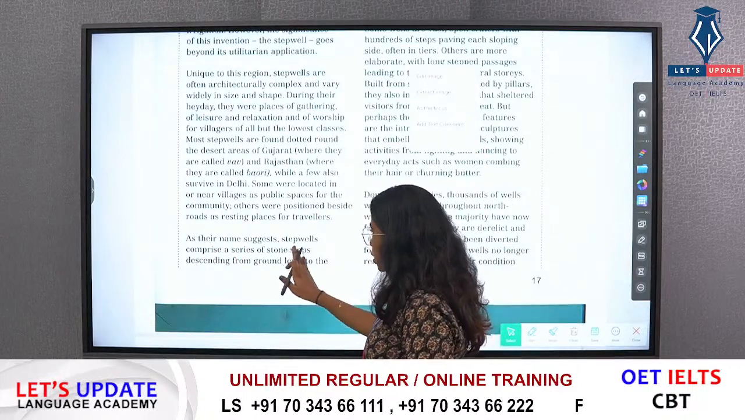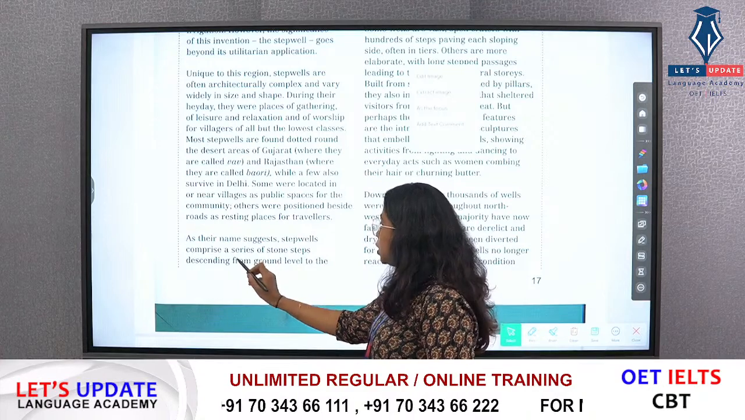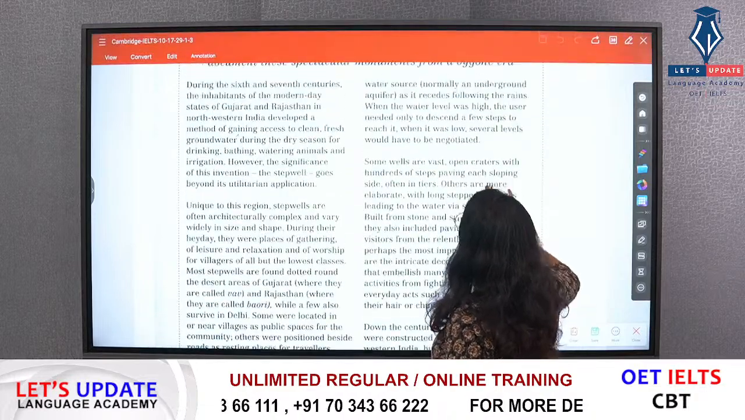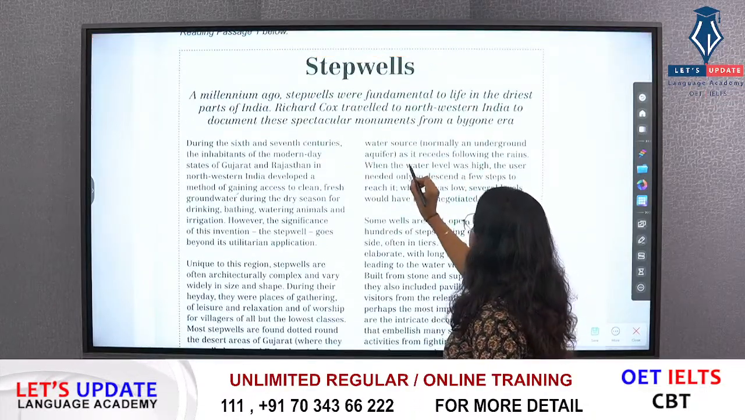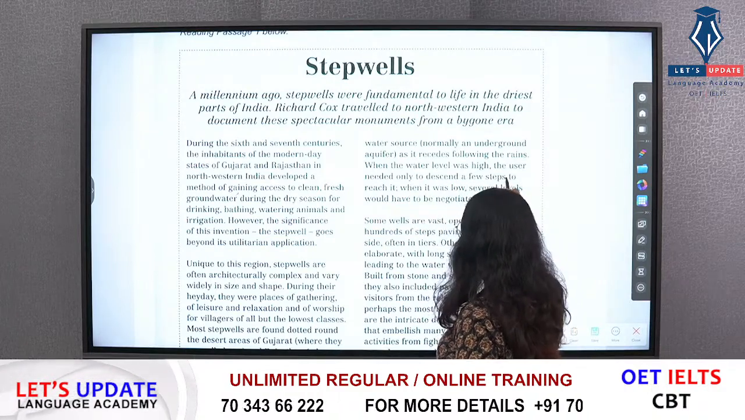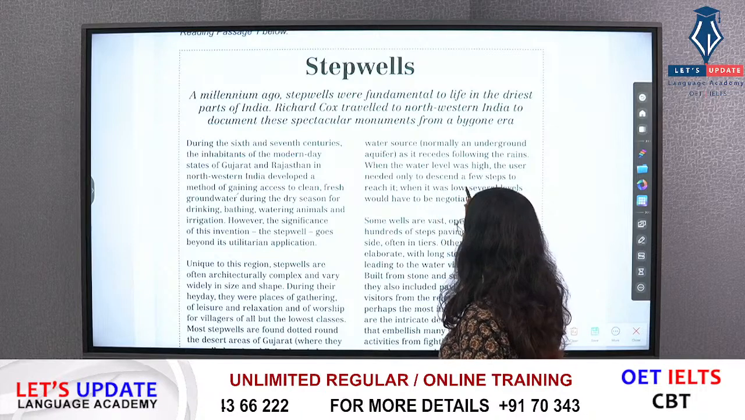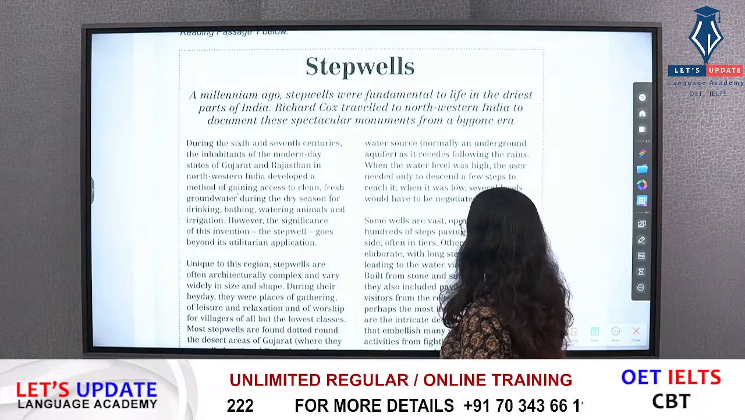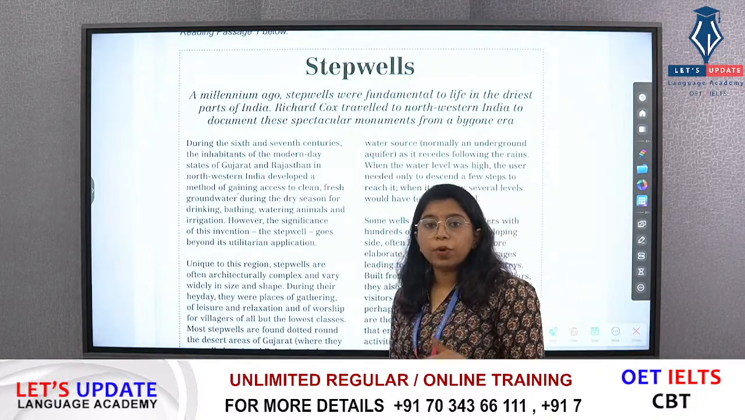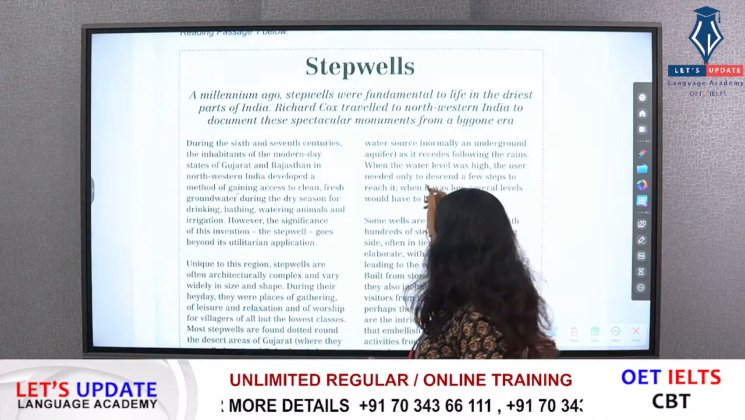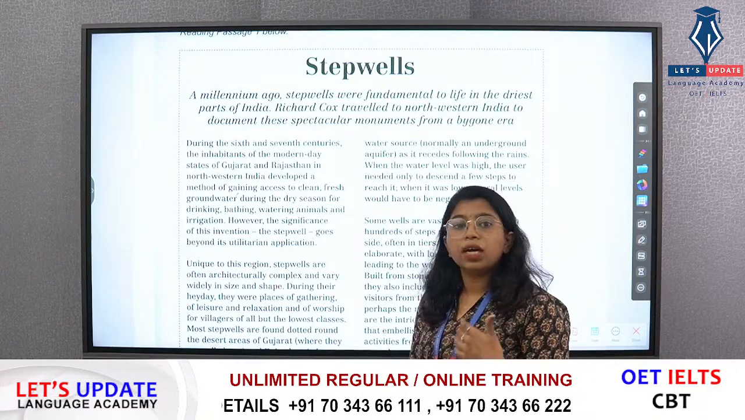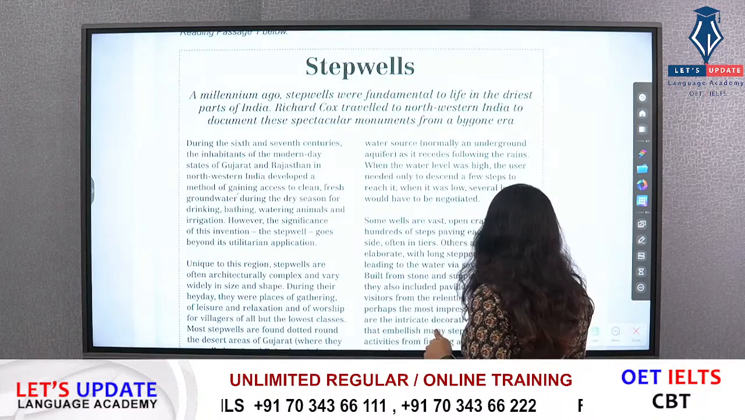As the name suggests, a step well comprises a series of stone steps descending from ground level to the water source as it recedes following the rains. When the water level was high, the user needed only to descend a few steps to reach it. When it was low, several levels would have to be negotiated. So the number of steps depends on the weather conditions throughout a year. So the answer is true.